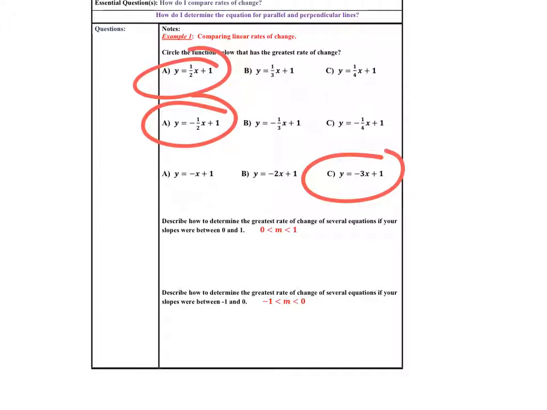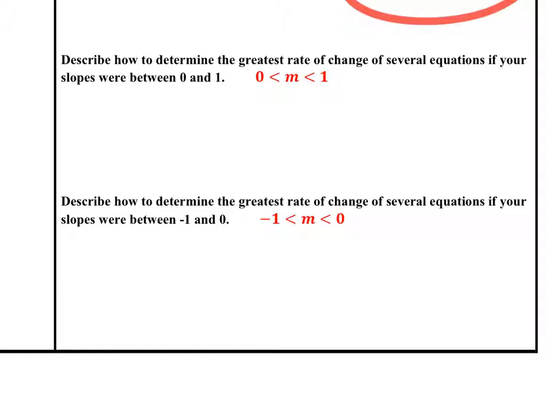Describe how to determine the greatest rate of change of several equations where your slopes are between 0 and 1. And then it's between -1 and 0. If I'm between 0 and 1, how do I know which slope is greater? Xander? It has a higher absolute value. Yes, has a higher absolute value. Because it's a positive number, you can just compare what the numbers are. Because we're talking about from 0 to 1, it would be whatever's closest to 1.